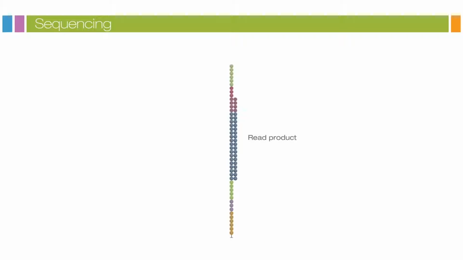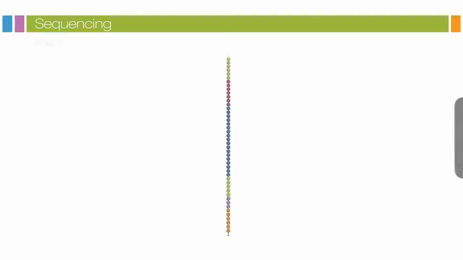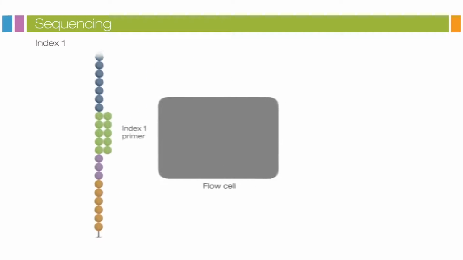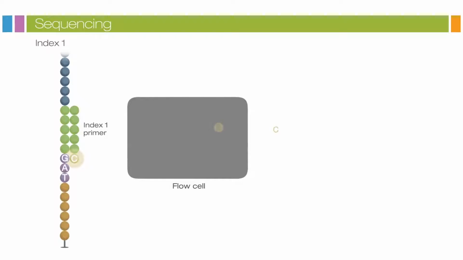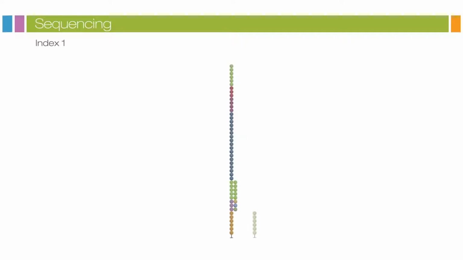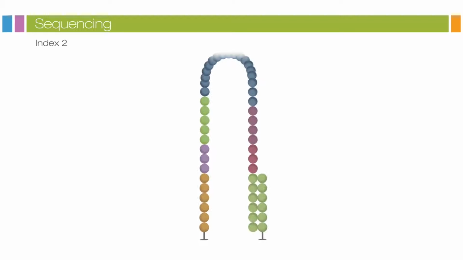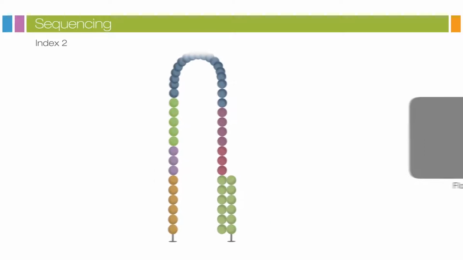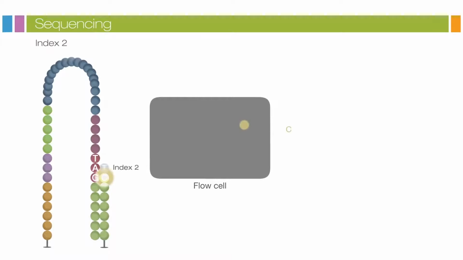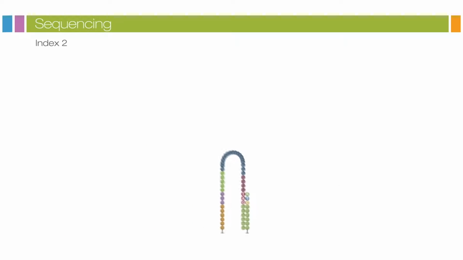After the completion of the first read, the read product is washed away. In this step, the Index 1 read primer is introduced and hybridized to the template. The read is generated, similar to the first read. After completion of the index read, the read product is washed off and the 3' end of the template is deprotected. The template now folds over and binds the second oligo on the flow cell. Index 2 is read in the same manner as Index 1. Index 2 read product is washed off at the completion of this step.